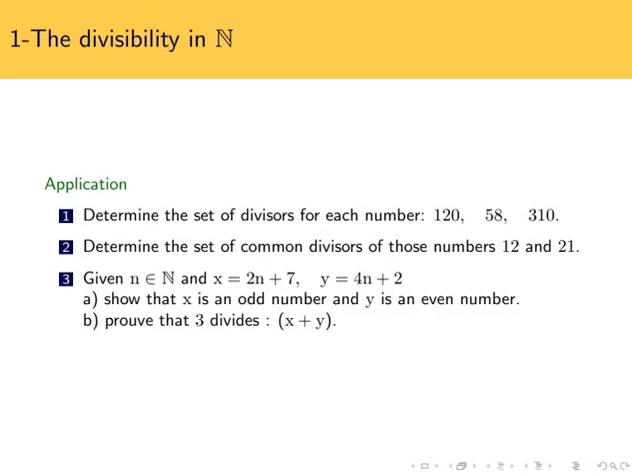The third question. Given n, a natural number, and x equals 2 times n plus 7, and y equals 4 times n plus 2. Show that x is an odd number and y is an even number.